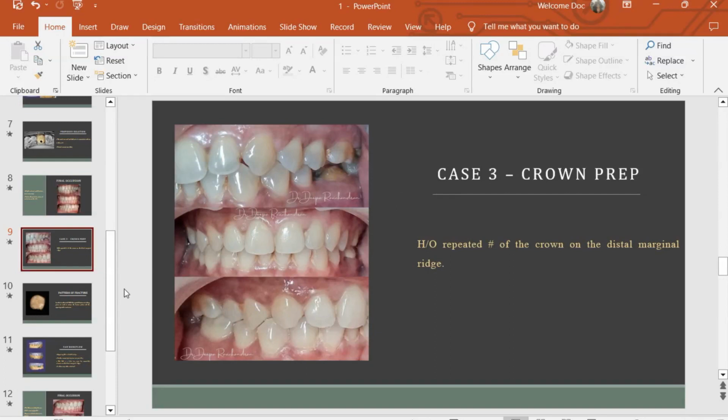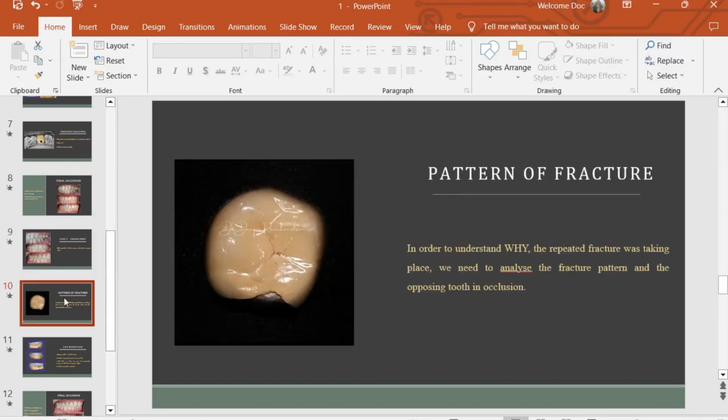Now, before we go ahead and before we fabricate a new crown for the patient, we really need to understand why is the fracture taking place, because there is always a why, okay? Especially if there is a particular pattern to the fracture. If the fracture is going to constantly take place on the distal marginal ridge, it means that there is definitely an issue with the bite where the opposing tooth is concerned in this specific area, okay? So we need to understand what the issue with the bite is. Unless we understand that, we cannot prevent the fracture from taking place a third time with the new crown.